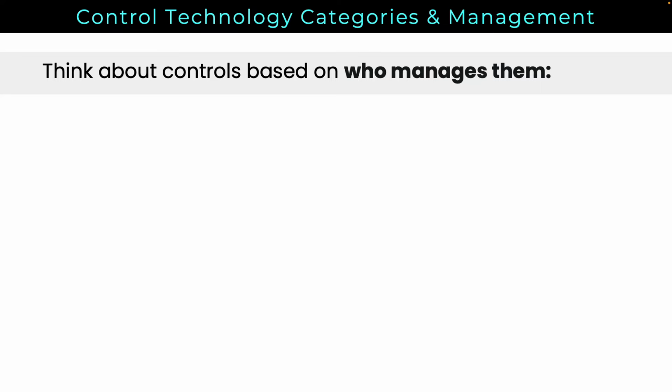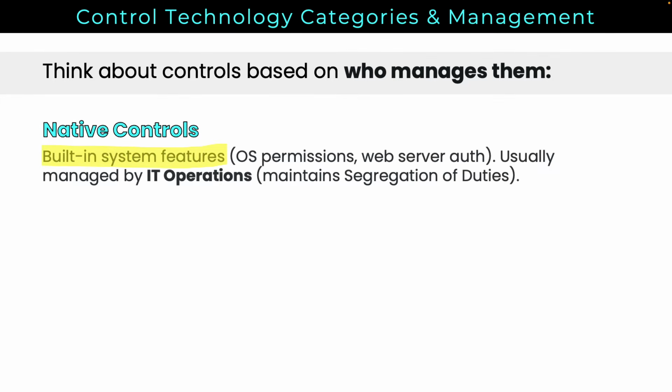And think about controls based on who manages them. So if we were to put control technology categories and management into focus here, we have native controls. These are built-in system features like operating system permissions or web server authentication settings. These are usually managed by IT operations. It's going to maintain segregation of duties to make sure we don't have one person with too much control over an end-to-end process.